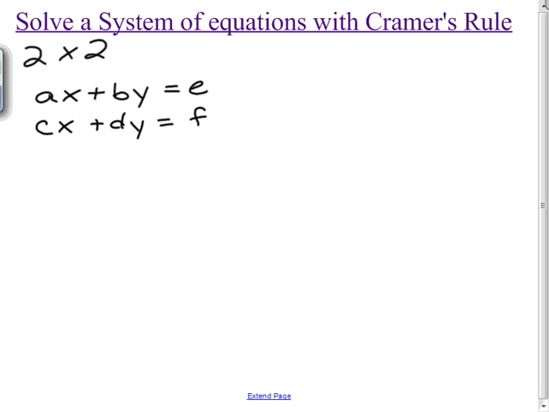So today we finally get to work on solving a system of equations. Today we're going to work on Cramer's rule. We're going to finally put together matrix work and solve equations.